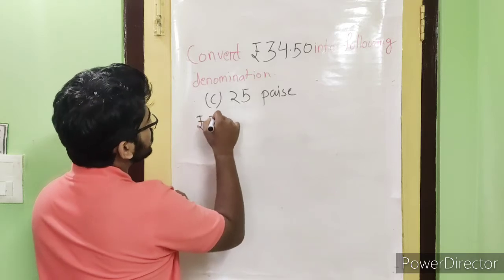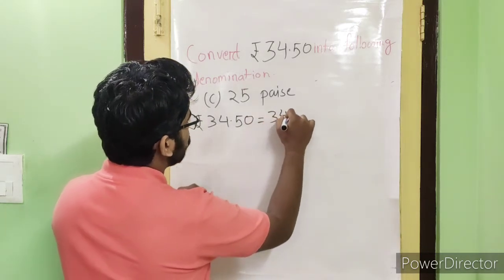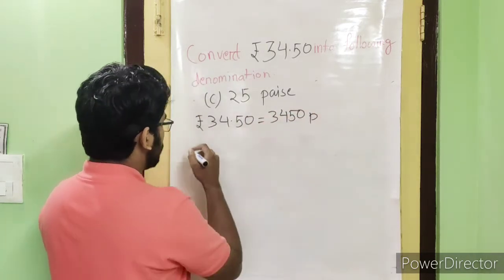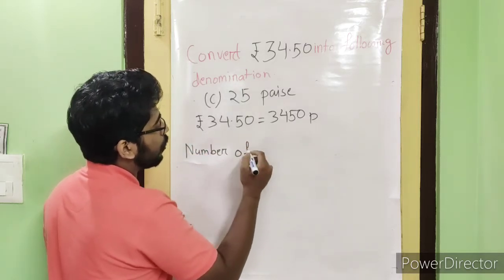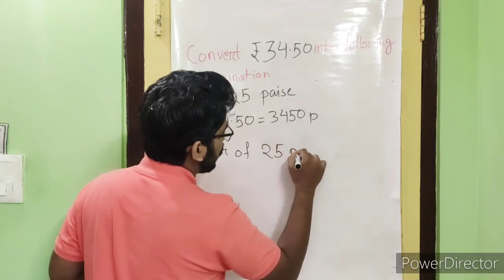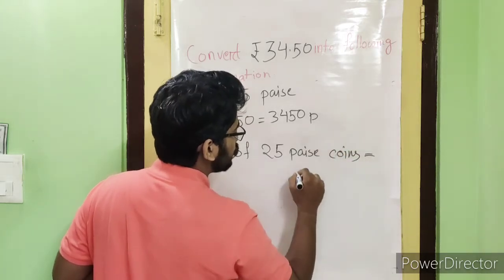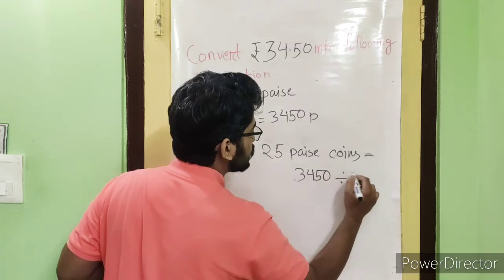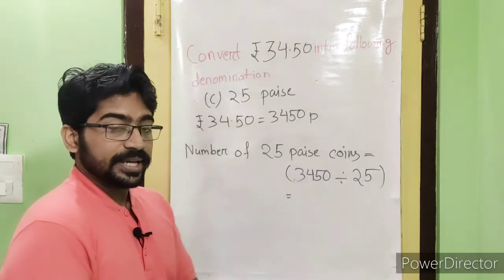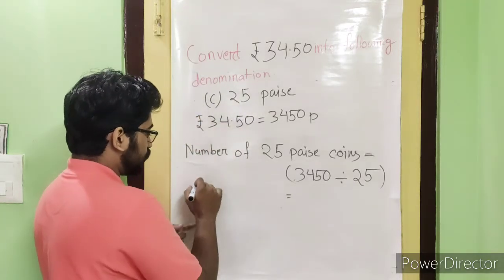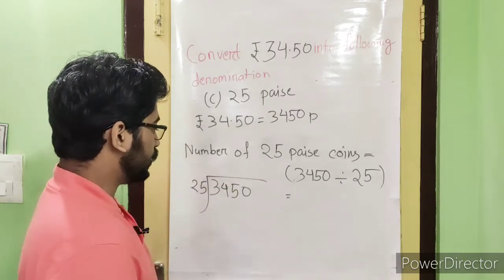So at first, rupees 34.50 equals 3450 paise. So the number of 25 paise coins equals 3450 divided by 25. There is nothing to be afraid of when you see this, okay? You can do it step by step. No need to worry about this.